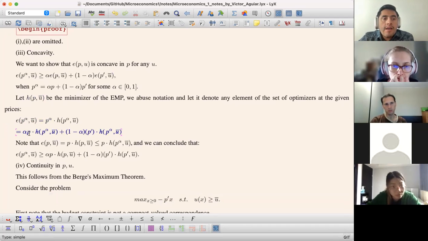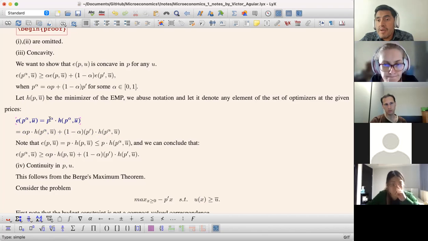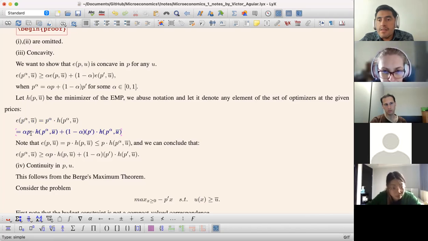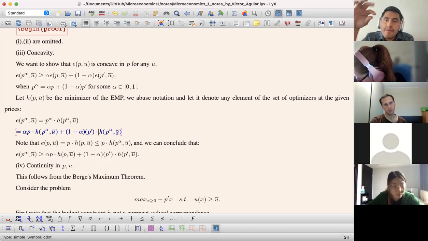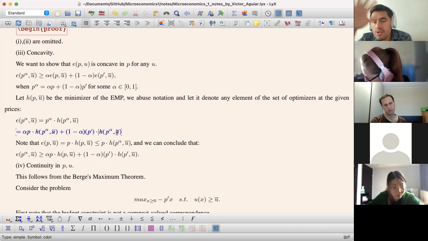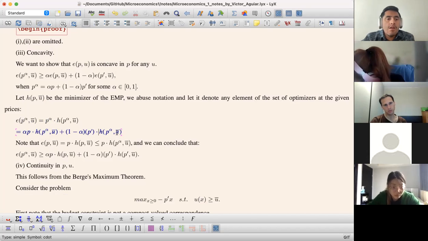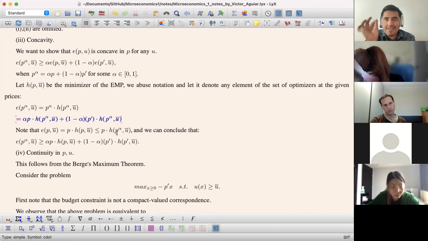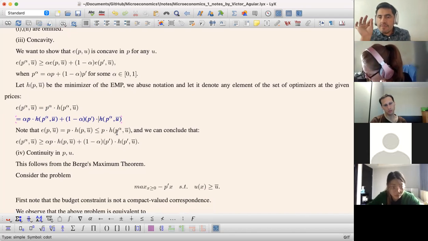Keep going. Now, by definition, what is P alpha? It is the convex combination of prices, so alpha P times H of P alpha plus 1 minus alpha P prime times H of P alpha. Notice that I expanded P alpha using the definition of P alpha and nothing more. Do you agree with that step? I just expanded P alpha, nothing fancy. Okay. Now, here comes the key step. It's very subtle, so pay a lot of attention.